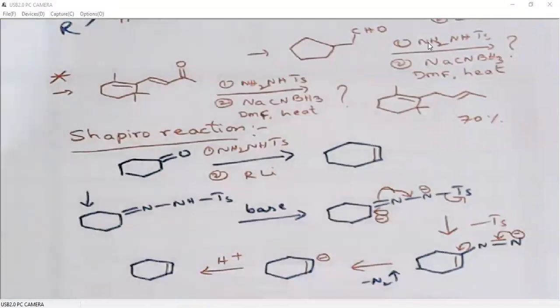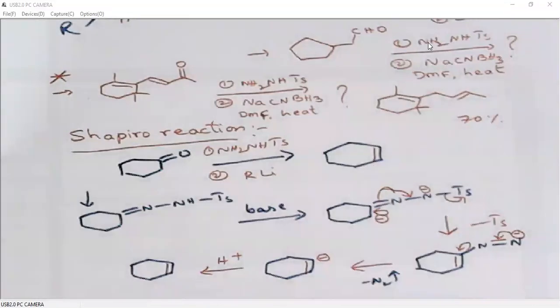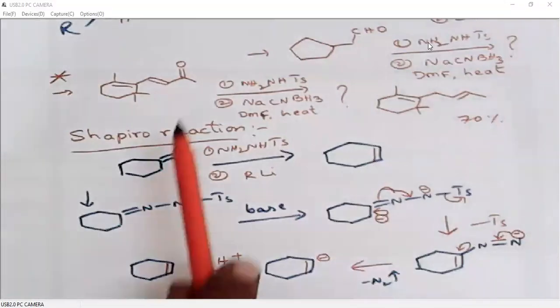So it is a simple modification of the Wolff-Kishner reduction. When we treat a carbonyl with tosyl hydrazide followed by a base, we will generate an alkene. If we use a reducing agent, we will completely reduce this carbonyl.